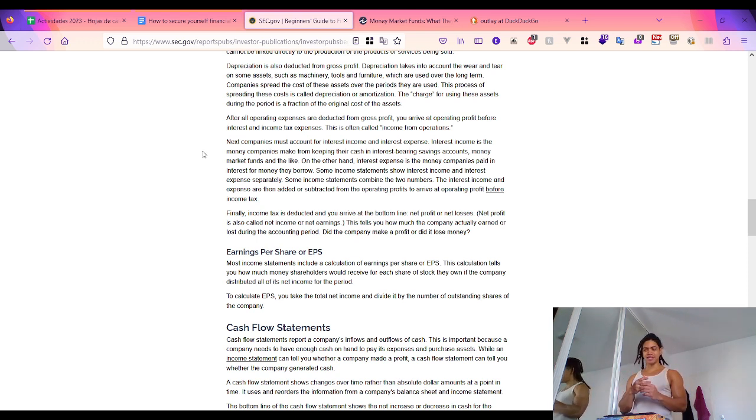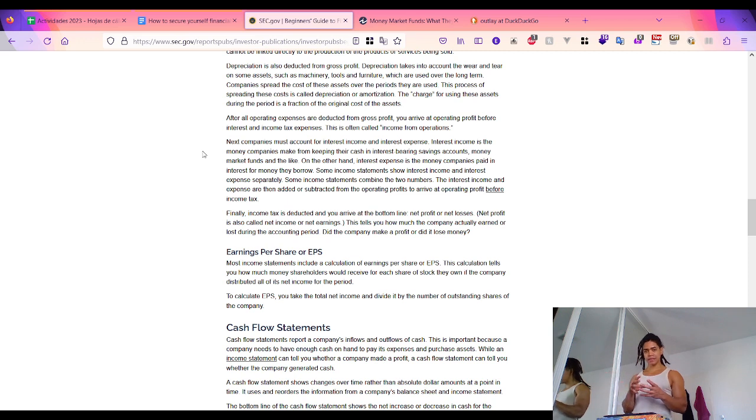Okay, so to recap, after you deduct from gross profit the operating expense and depreciation, you arrive at the operating profits or income from operations before the interest and income tax expenses. So, company must account the interest income and interest expense.